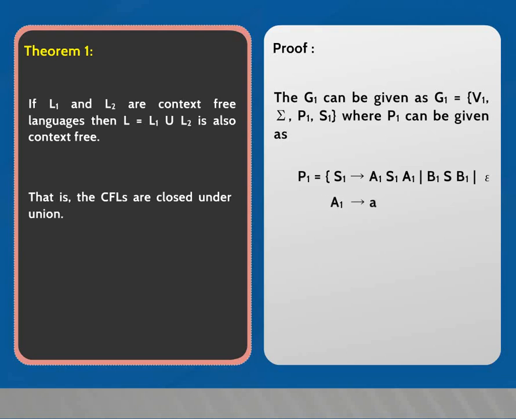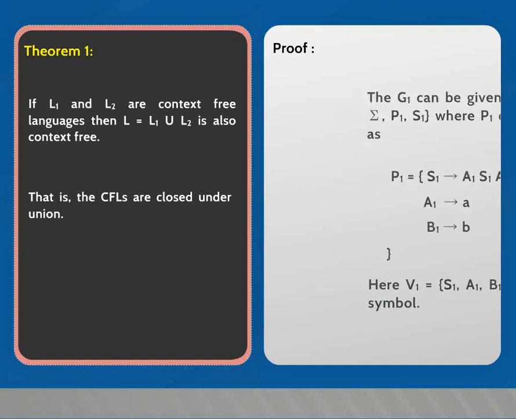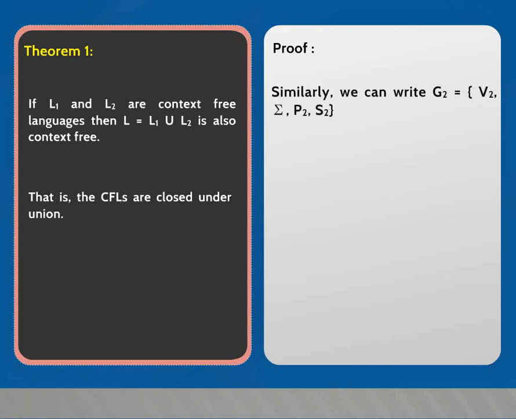A1 provides a, B1 provides b. Here, V1 is equal to {S1, A1, B1} and S1 is a start symbol. Similarly, we can write G2 is equal to (V2, Σ, P2, S2). V2 is equal to {S2, A2, B2} and S2 is a start symbol.